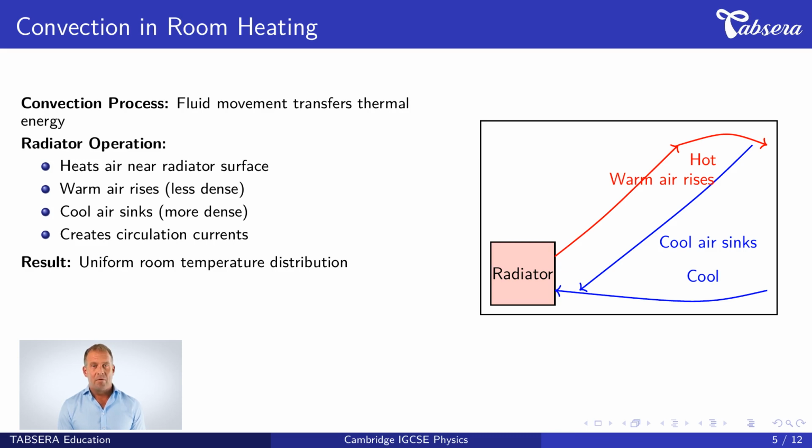Second, warm air rises because it becomes less dense when heated. Third, cool air sinks because it is more dense. Fourth, this creates circulation currents throughout the room. The result is uniform room temperature distribution. The diagram shows red arrows representing warm air rising and blue arrows showing cool air sinking, creating a continuous circulation pattern.